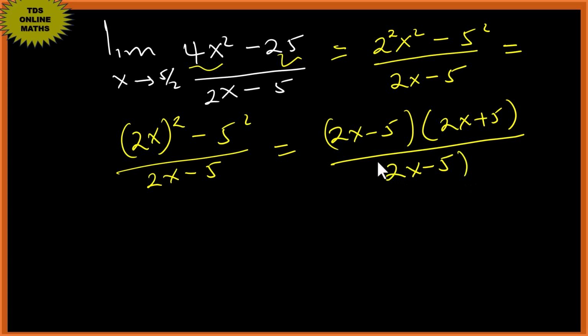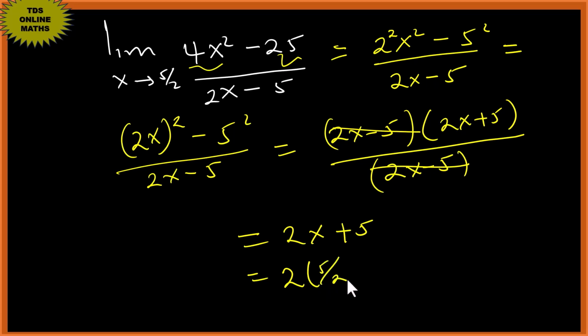So we can do cancellation here, which leaves us with 2x plus 5. So the limiting value here is 5 on 2, so we have 5 on 2 times 2 plus 5. This one will cancel this, and I will leave it as 5 plus 5, which is 10. As simple as that.